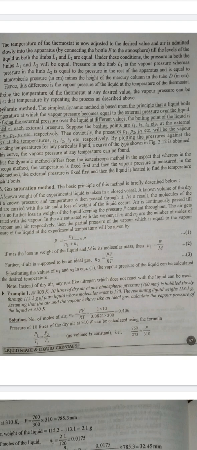In the air saturated with the vapor, if N1 and N2 are the number of moles of the vapor and air respectively, then the partial pressure of the vapor, which is equal to the vapor pressure of the liquid at the experimental temperature, will be given by p = N1/(N1 + N2) × P. If W is the loss in weight of the liquid and M is its molecular mass, then N1 = W/M. Further, if air is supposed to be an ideal gas, N2 = PV/RT. Substituting the values of N1 and N2 in equation 1, the vapor pressure of the liquid can be calculated at the desired temperature. Instead of dry air, any gas like nitrogen which does not react with the liquid can be used.